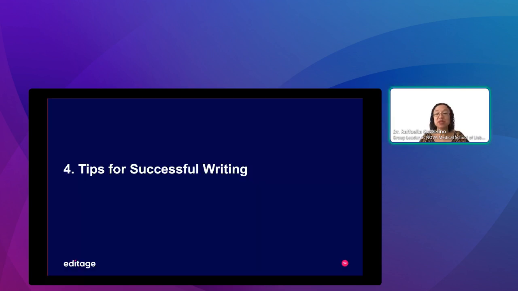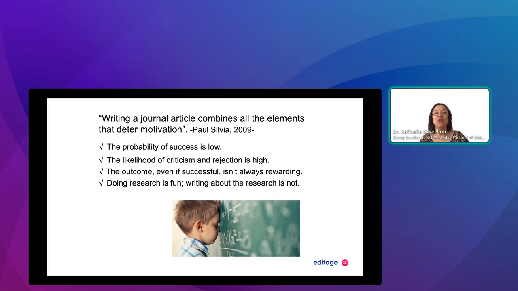And here are some tips for successful writing. When you write journal articles, combine all elements, that is motivation. The probability of success when you write an article to be published is low, because indeed the journals want you and your research to accomplish a certain level of quality in terms of the topic and in terms of experiments that have been conducted, according to the journal that you submit to. So the likelihood of criticism and rejection is nowadays very high.